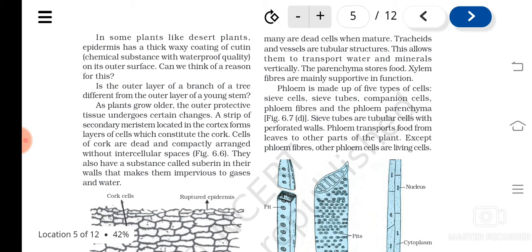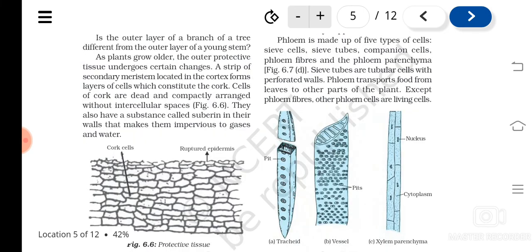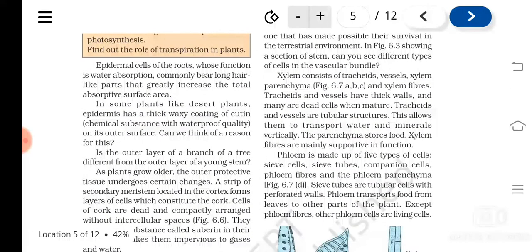So what are the differences between xylem and phloem? The xylem's function is to conduct water and minerals upward, and phloem's function is conduction of food, isn't it? The xylem's conduction is in the upward direction and phloem conducts the food materials in all directions. Then in xylem most of the tissues are dead, but in phloem most of the cells are living. Understood? So these are the differences between xylem and phloem.